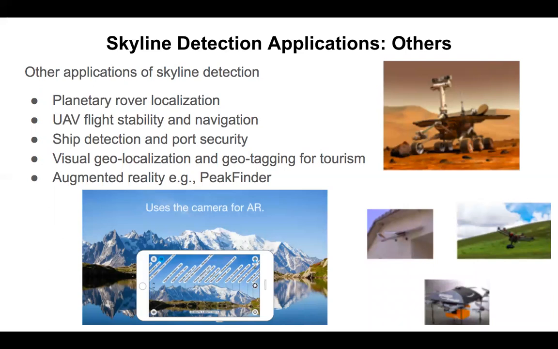Other applications of skyline detection are planetary rover localization, stability and navigation of UAVs and micro aerial vehicles, as well as tourism activities. For example, this is a nice app which, in augmented reality, tells you which peaks you are pointing your camera to, and what their names and different characteristics are. And skyline detection can also be used for ship detection and port security as well.